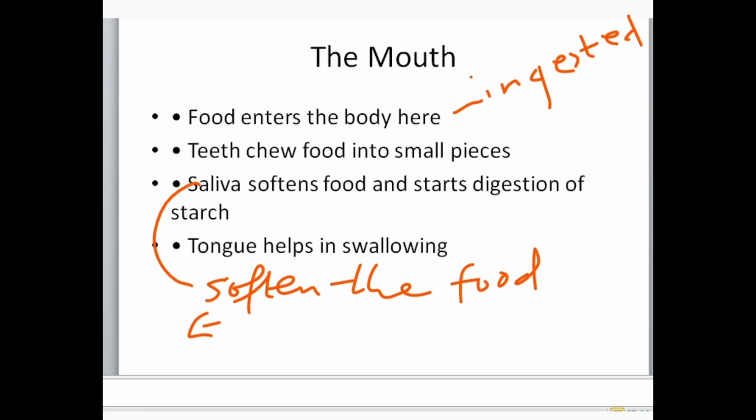The enzyme in the saliva is called ptyalin, or what we call salivary amylase.